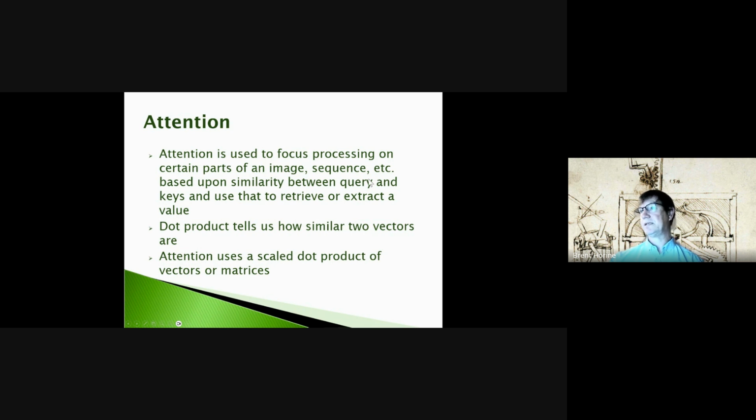Because we want to see this similarity between what we're querying, what we're asking for, and some keys that we have developed, right? And it uses a scaled dot product of vectors or matrices, right? So we can expand that to matrices.